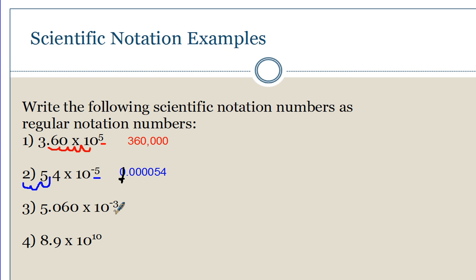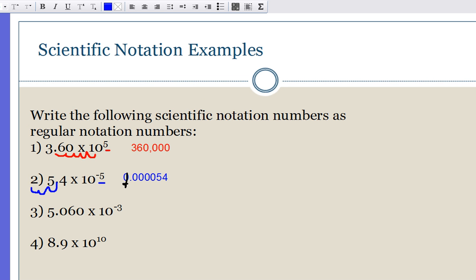Alright, so let's look at number 3. Same thing, negative exponent, moving to the left. I'm going to move it to the left 3 places. If I run out of room, I got to add zeros. So I'm simply going to get 0.005060. Alright, this one down here, positive exponent, I'll move to the right. So once again, I'm going to run out of room, or excuse me, not room, but numbers or digits, so I got to add zeros in this case.